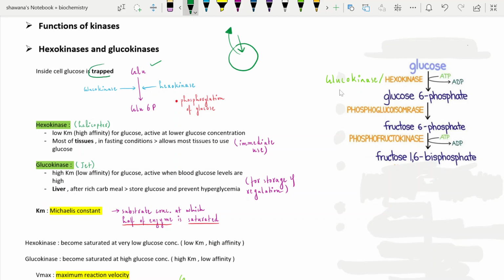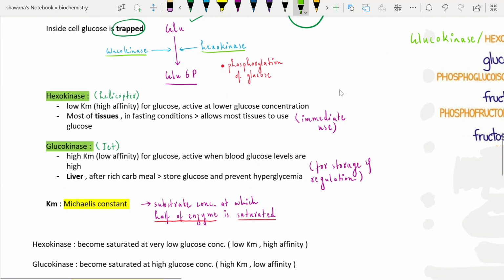We do not want to lose the acquired glucose. We need to trap that entered glucose. So how are we going to trap it? It's trapped by adding a phosphate to the 6th carbon of the glucose. We will convert glucose to glucose 6-phosphate. And how are we going to do that? This is done by enzymes known as glucokinase and hexokinase. These are the most important enzymes because they are involved in trapping the glucose inside the cell.